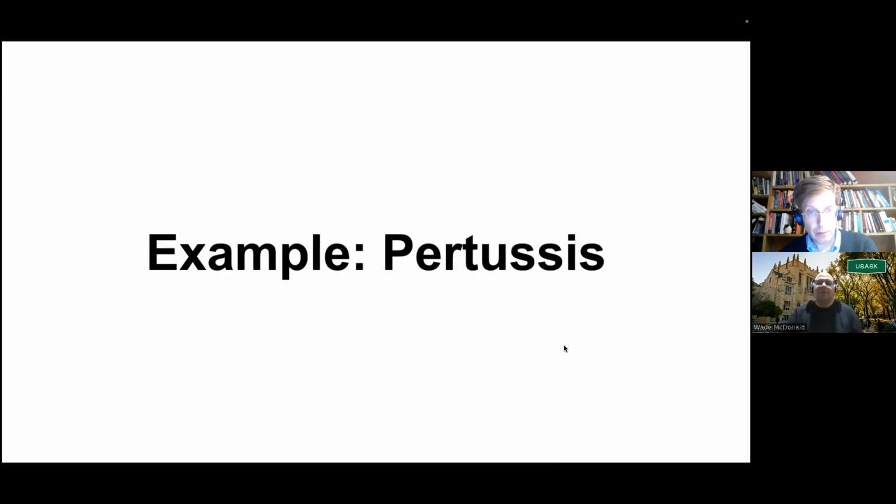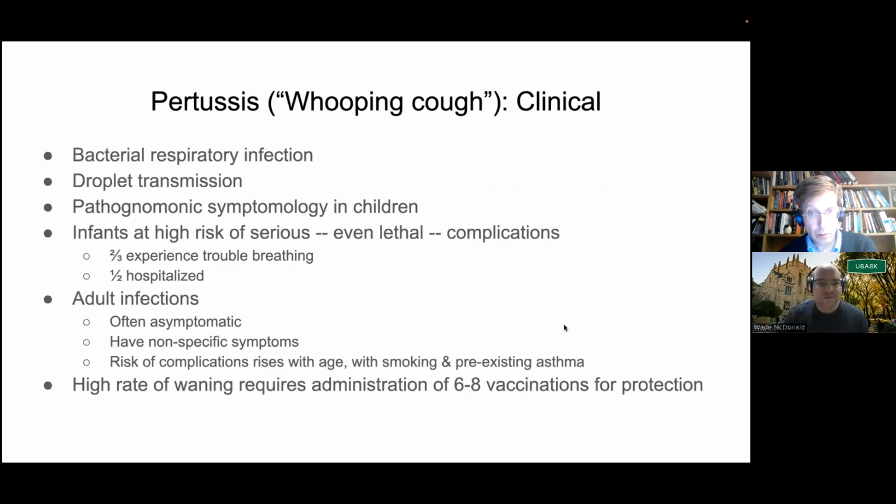The second example we'll look at today is a simulation model of pertussis, which was also developed using the agent-based methods with AnyLogic software. Pertussis, commonly known as whooping cough, is a bacterial respiratory infection transmitted by droplets in the air. It has a pathognomonic symptomology in children, meaning they develop a characteristic whooping sound as they gasp for breath after extended bouts of coughing.